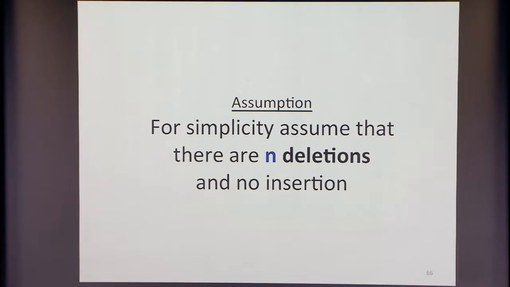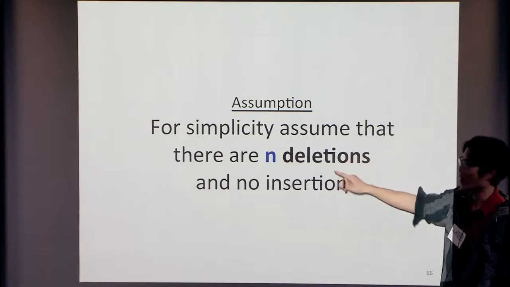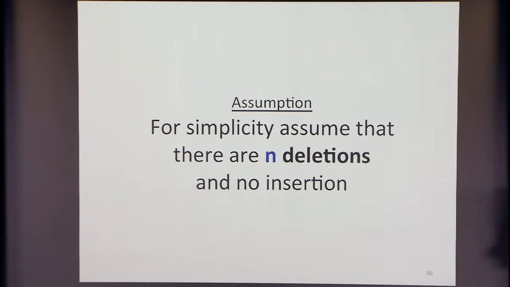So I will just make things a bit simpler and assume something. I will assume that we will have exactly n deletions and no insertions during the update. So you have a graph, and then you make n updates, which are deletions. And then you do something. You do the query.